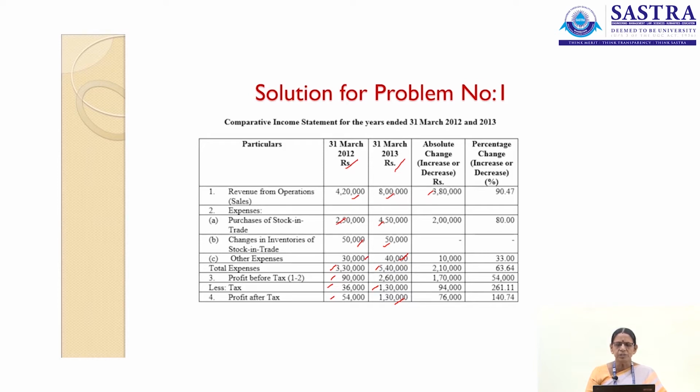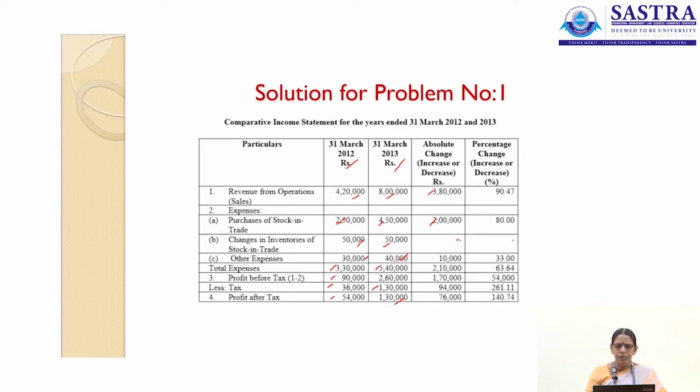Same way the purchases of stock in trade, we have 4,50,000, 2,50,000. So, we have an increase of 2 lakhs. Changes in the inventories of stock in trade, that is we have 50-50, we don't have any change, so nil. So we can put a hyphen stating that it is nil. Other expenses 30 to 40, we have a 10,000 as increase. So total expenses we have 3,30,000, 5,40,000. So this is 2,10,000, that is the net increase.